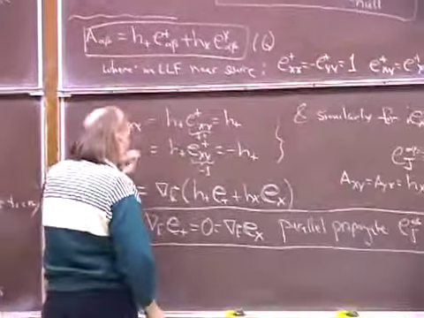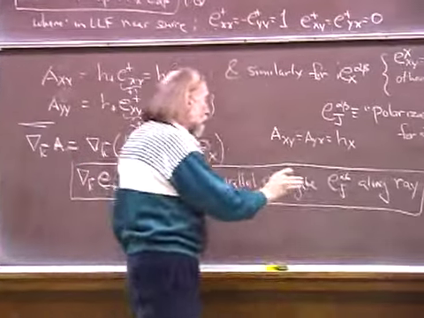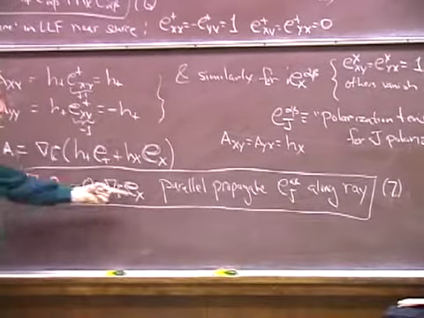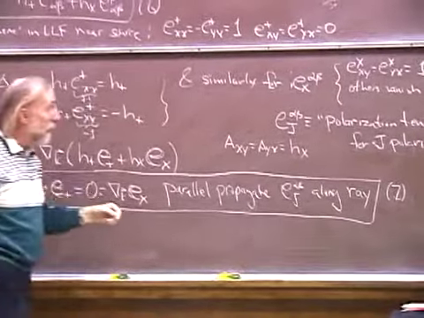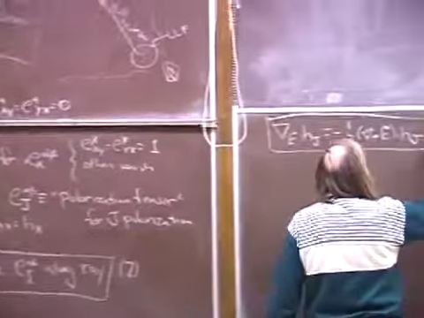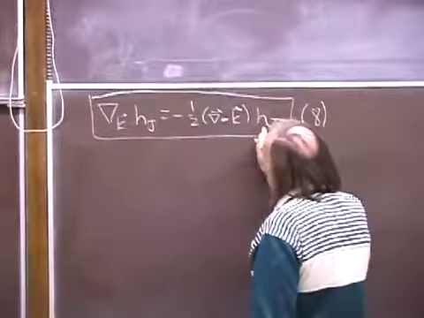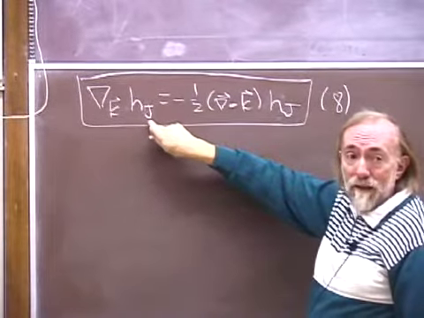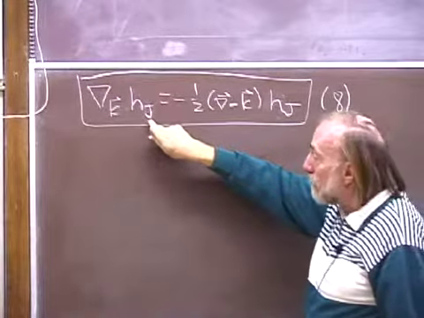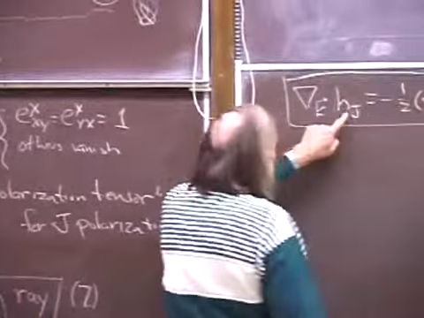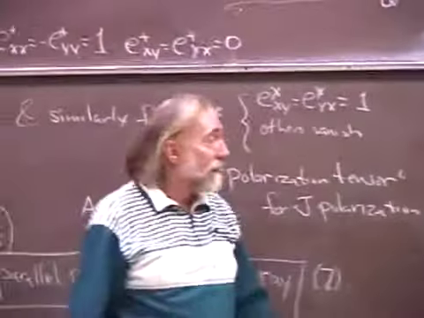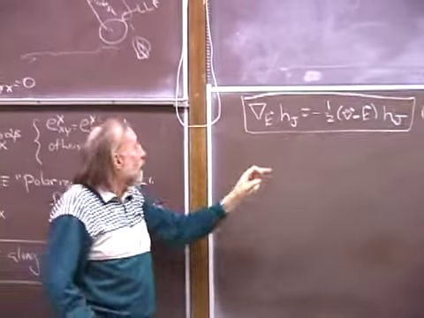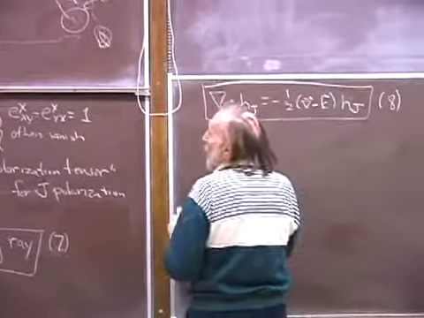And then the propagation law has 2 pieces. Equation number 7 says that you parallel propagate the polarization tensors along the ray. Equation number 8 is a propagation law for the gravitational wave fields h plus and h cross. So that's a summary of what we have. And of course, these are the ones we are really interested in. This is the thing that LIGO and LISA are going to measure. These are the gravitational wave amplitudes, actually.